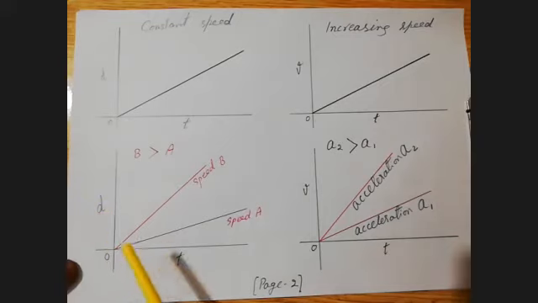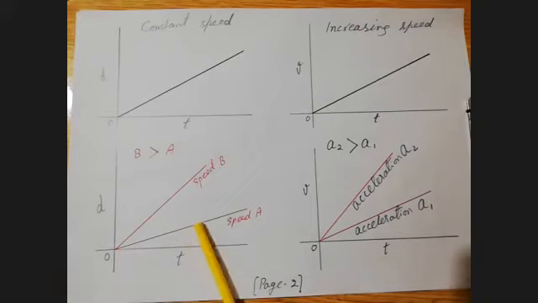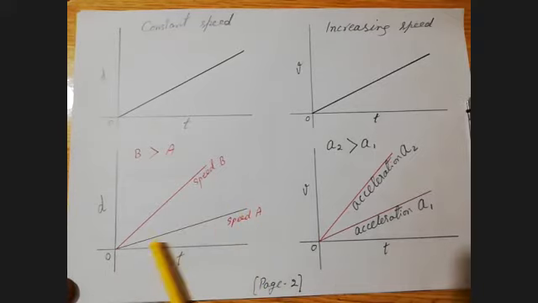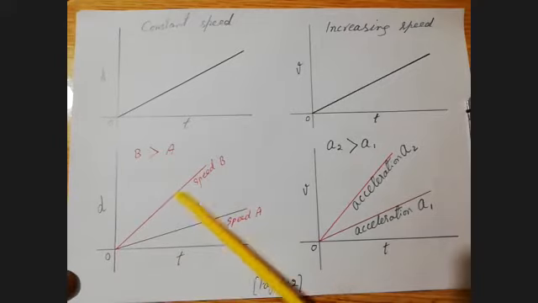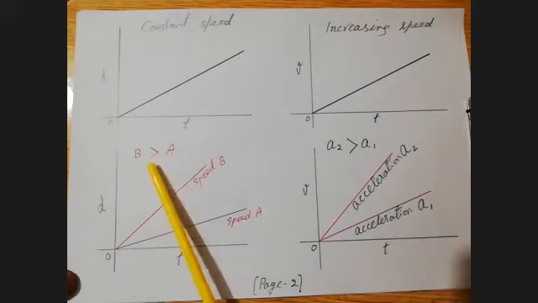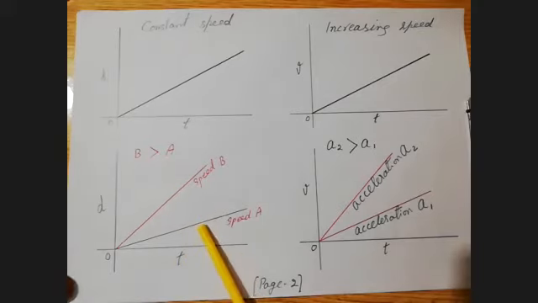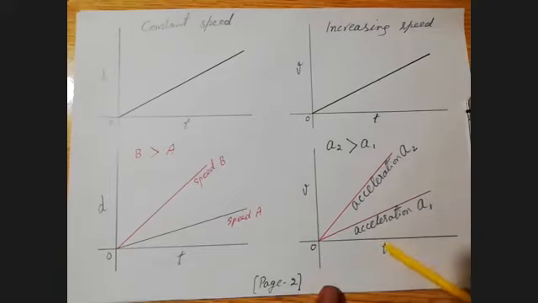Now again, here I have given you the comparison of two speeds. These two lines have different speeds. Here the gradient is lesser, so this speed will be lesser. Here this line is steeper, so you can see that the speed will be greater. So speed B will be greater than speed A in this case. As you know, in the velocity time graph, the gradient tells you the acceleration. Here this is acceleration A1 and this is acceleration A2. Obviously, A2 is steeper, so acceleration A2 will be greater than acceleration A1.